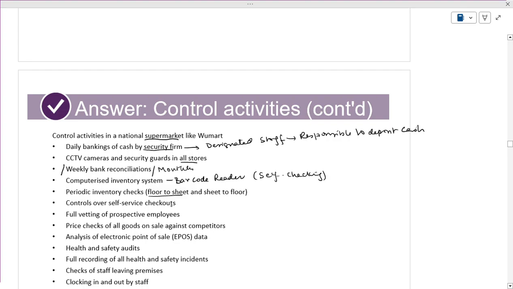What does it mean? It means reconciling the physical inventory with the inventory recorded in the system. Yes, exactly. Physical inventory versus recorded inventory.